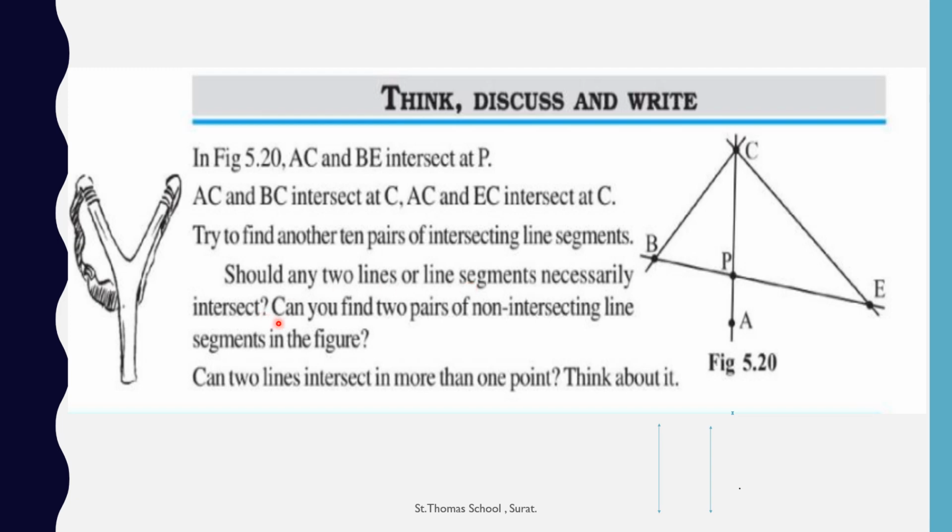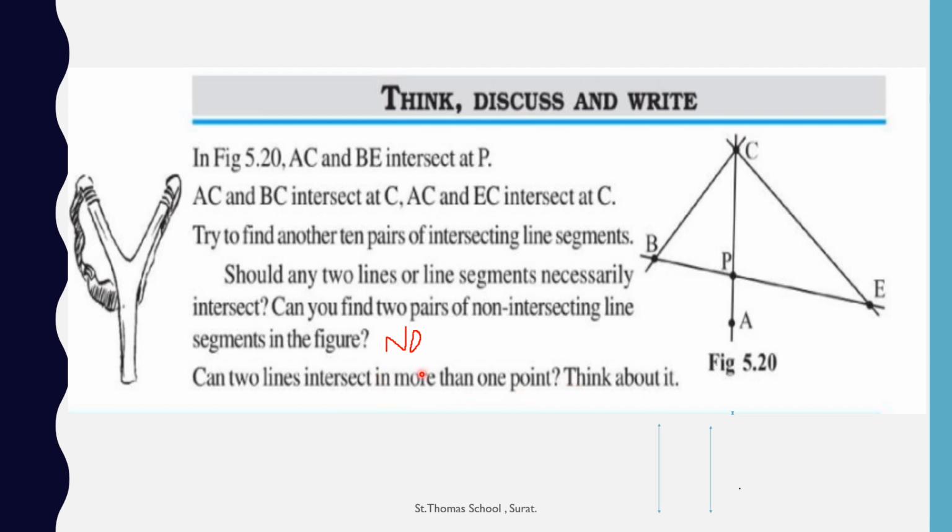Can you find two pairs of non-intersecting line segments in the figure? In the given figure, we can see that all the line segments intersect each other. So can you find any two pairs of non-intersecting line segments in the given figure? No. In the given figure, all the line segments intersect each other. The answer is no. The next one, can two lines intersect in more than one point?